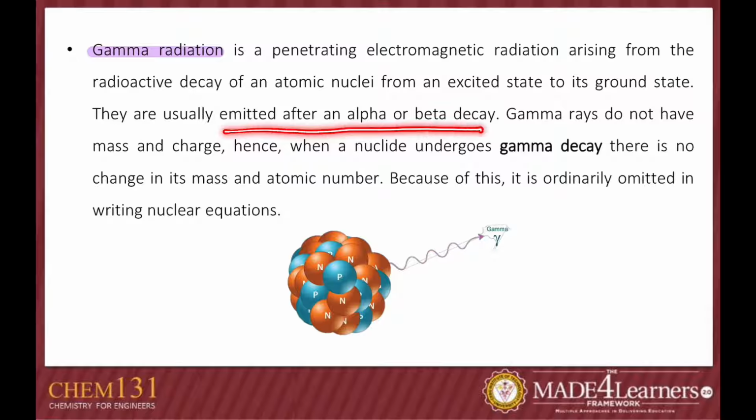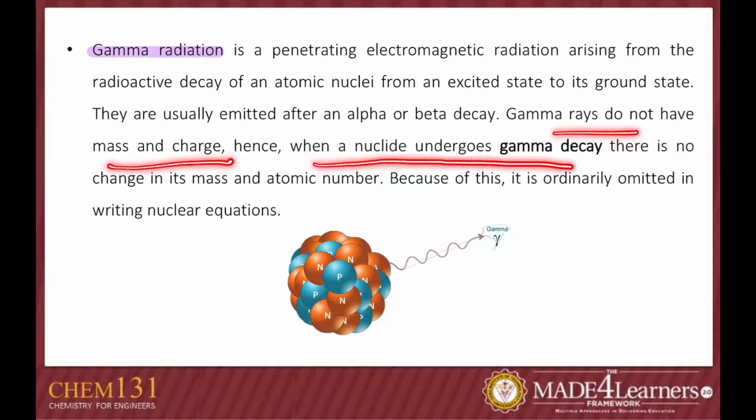So when it undergoes beta decay, it is still in the excited state. So it releases gamma radiation to return to its ground state. Gamma rays do not have mass and charge. Hence, when a nuclide undergoes gamma decay, there is no change in its mass and atomic number.